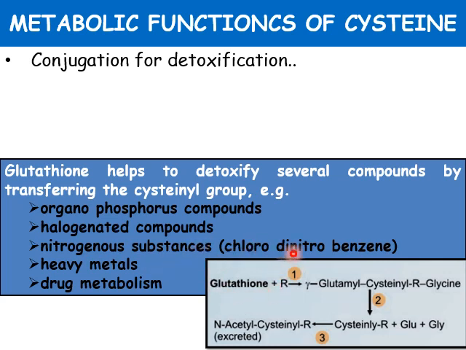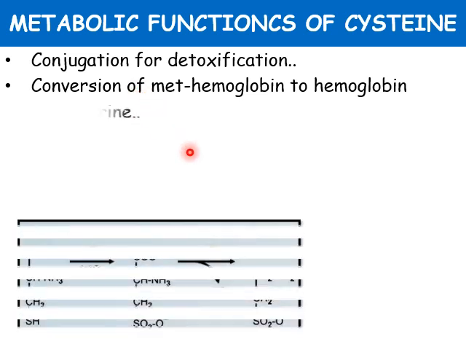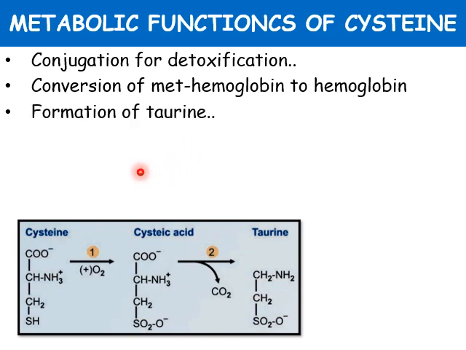So glutathione reacts with this compound, where R is suggestive of any compound, and takes the cystinyl group that forms an acetyl cysteine product, and that will be excreted in urine. Second function, conversion of methemoglobin to hemoglobin. Methemoglobin iron is present in the form of Fe3+, and that gets converted into hemoglobin with the help of glutathione. Formation of taurine: cysteine is converted into cysteic acid, and by decarboxylation gets converted into taurine.